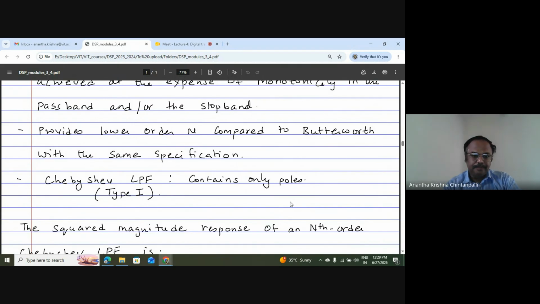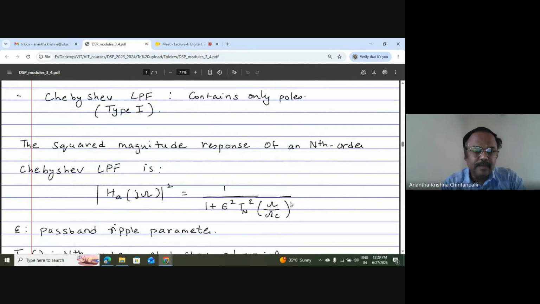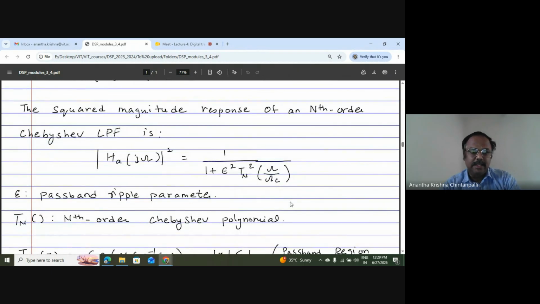Again, we are going to talk about the squared magnitude response. The squared magnitude response of an nth order Chebyshev low pass filter is given by this expression: magnitude of H of j omega squared is equal to 1 divided by 1 plus epsilon squared Tn squared of omega divided by omega c. Epsilon is a passband ripple parameter. It's not a monotonically decreasing function; now you will have a slight ripple.